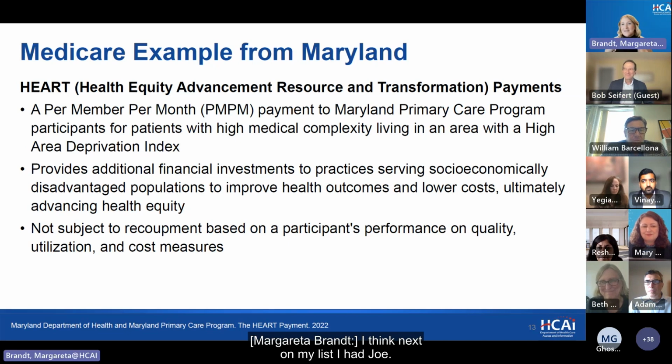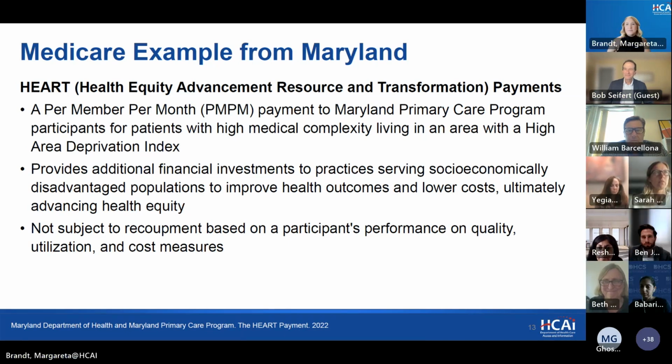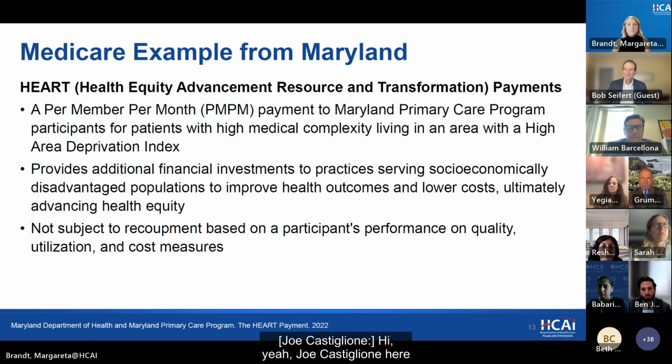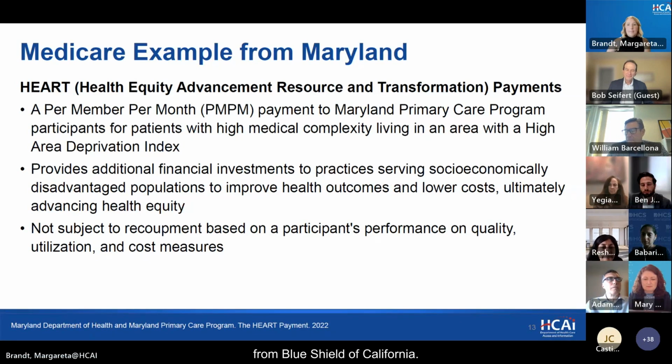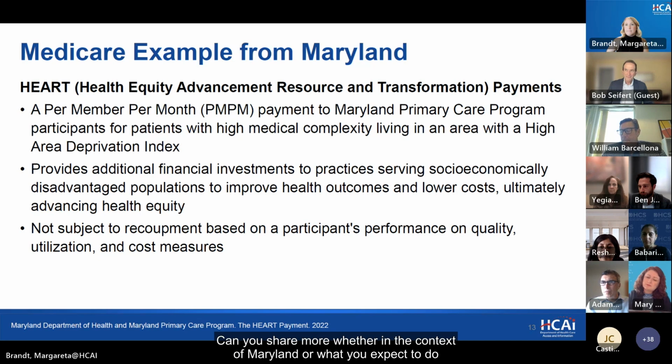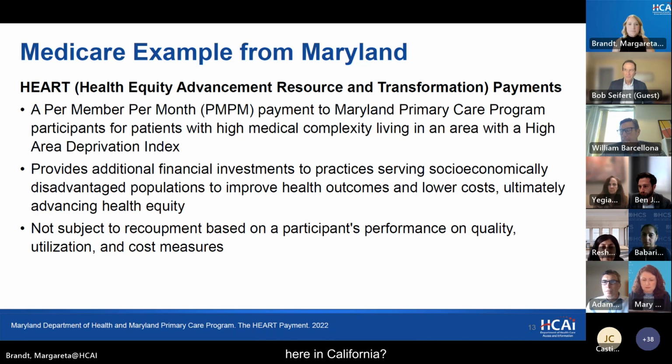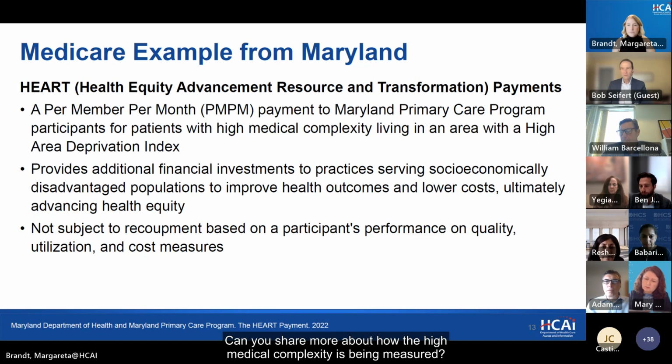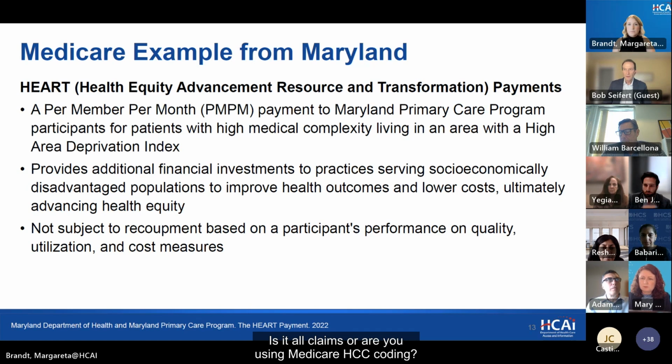And I think next on my list I had Joe. Hi, yeah, Joe Castiglione here from Blue Shield of California. Just a quick question, I guess really two, but the first one is about what's on the slide here. Can you share more, whether in the context of Maryland or what you expect to do here in California, about how the high medical complexity is being measured? Is it all claims, or are you using Medicare HCC coding?